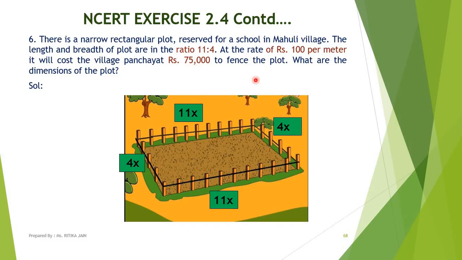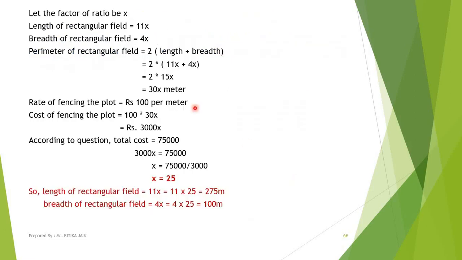fencing. So the first thing, it should be clear in your mind that when the cost of fencing is given, fencing will be done around the perimeter of the rectangular plot. So this is the hidden hint in the question, that we have to calculate the perimeter of rectangular plot. Through that perimeter, we will find the dimensions of the plot. So let the factor of ratio be x, length will be 11x, breadth will be 4x. The perimeter of rectangular field is 2 into length plus breadth. Put the value, you will get the perimeter as 30x.